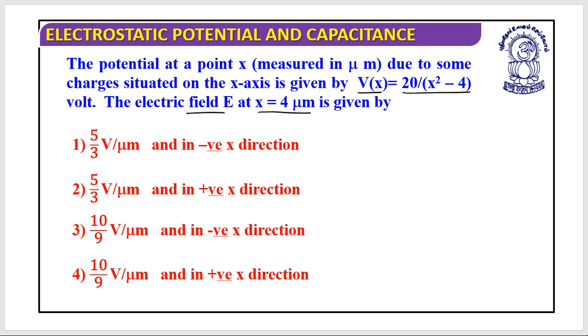So what do you need to find out? You need to find out the electric field first thing. What is given? They have given the voltage in x direction. So what you need to do is simply do the differentiation. E is equal to minus of dv by dx. But the beauty of this question is that it contains 20 divided by x square minus 4, and you need to differentiate this with x.